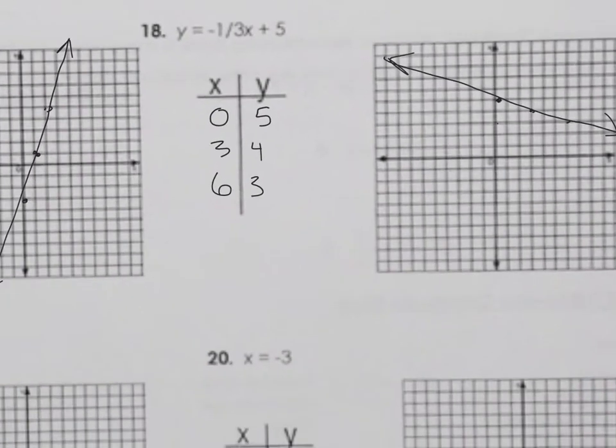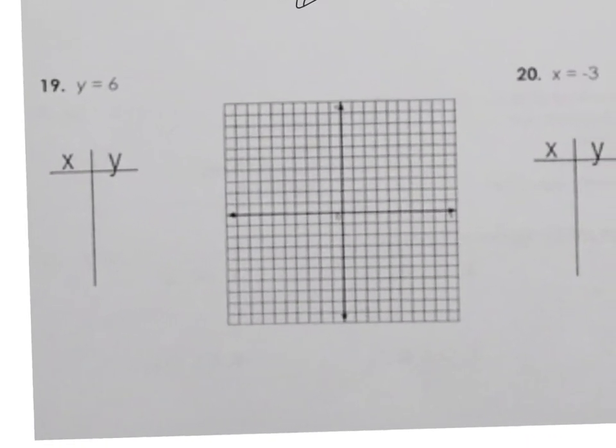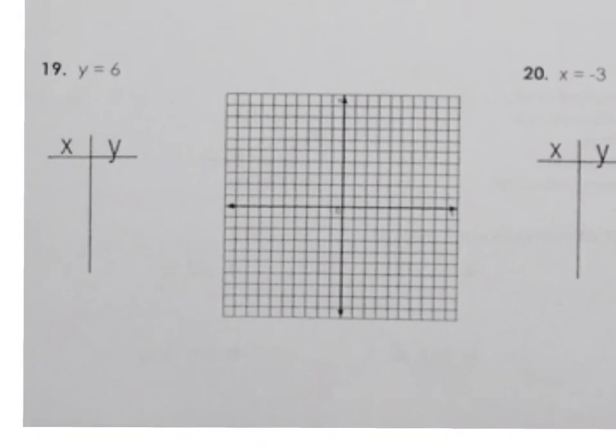So that's 18. Number 19. Our y values are going to all be 6. So we can just write 6, 6, 6. And you can put whatever you want in for your x values. And since it's y equals 6, it means that it only crosses the y-axis. And where does it cross? It crosses at positive 6. So there is 6. So our line is a line with 0 slope, and it crosses through y value of 6.